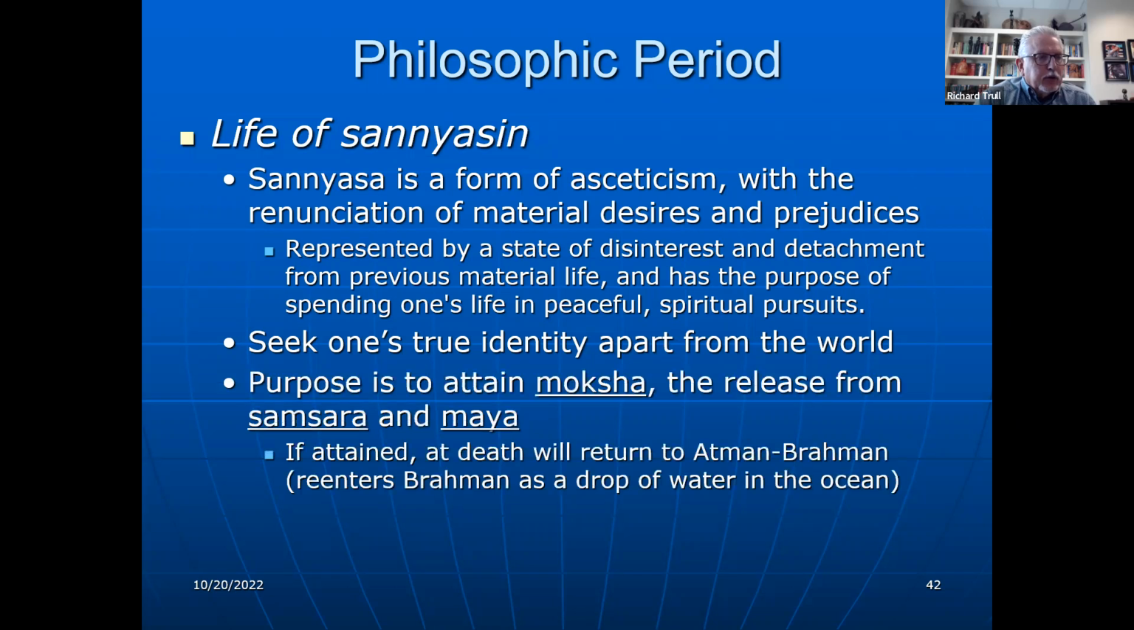And then the purpose is to attain moksha, the release from samsara, which we call reincarnation, and Maya, this world of illusion. If attained at death, it will return the Atman to the Brahman. So it re-enters Brahman. One Hindu scholar put it like this. You visualize Brahman as this huge, huge ocean, and then you get released. You have moksha, and your soul's released from the cycle of reincarnation. And it's like taking a dropper over the ocean and putting one little drop out of the dropper into that ocean, and your soul gets absorbed into Brahman. And that's one way they explain it.